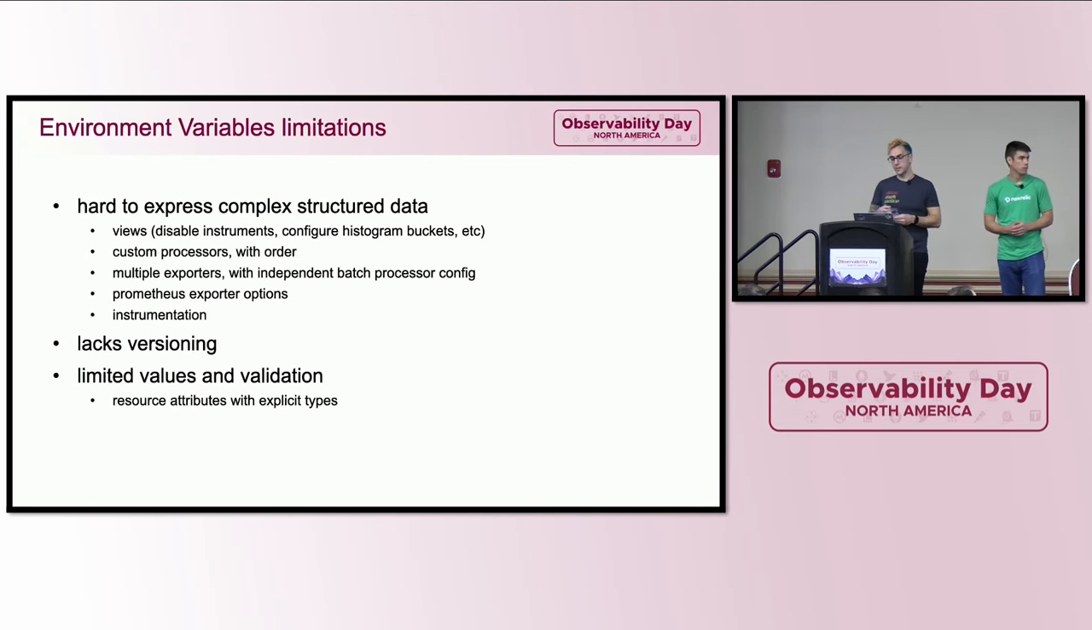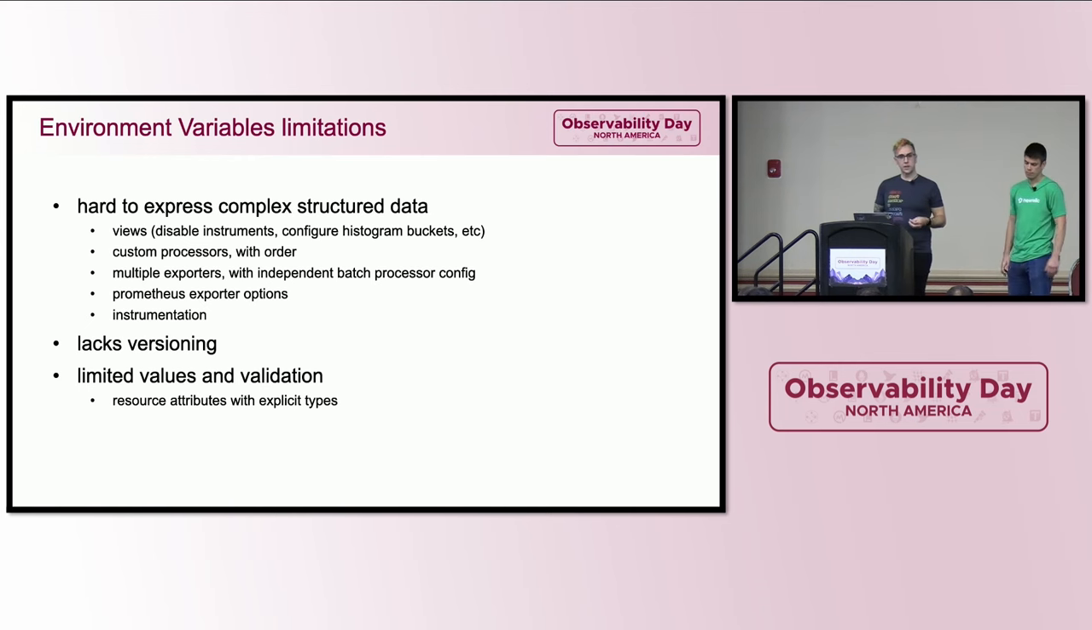So NVARs have some limitations. They're great for flat data, but as soon as you try and express something more complex, it becomes a little bit tricky. So if you wanted to express something like a metric view, or maybe you want to configure multiple exporters, these are things that would then require some kind of encoding or maybe some kind of special naming scheme, which kind of takes away from the simplicity of environment variables.